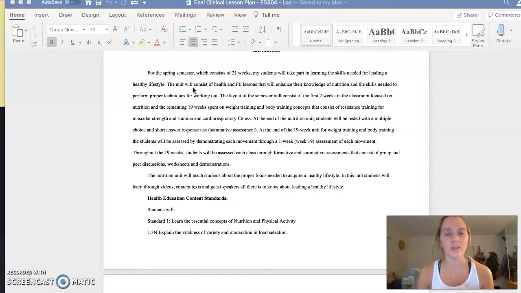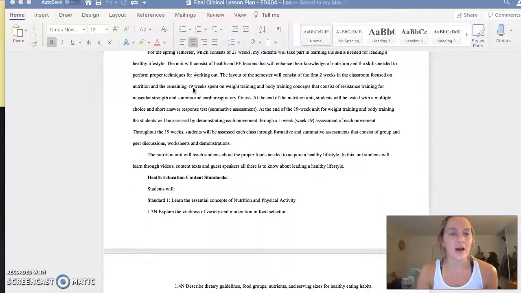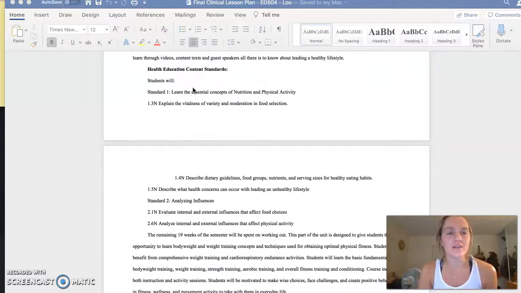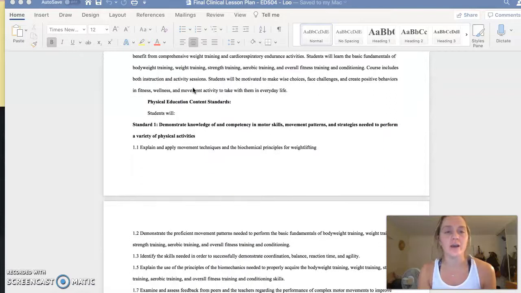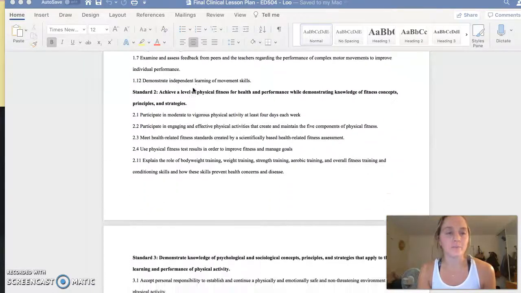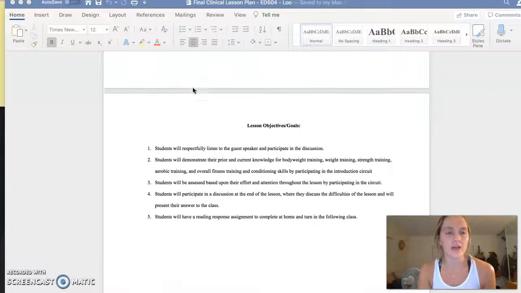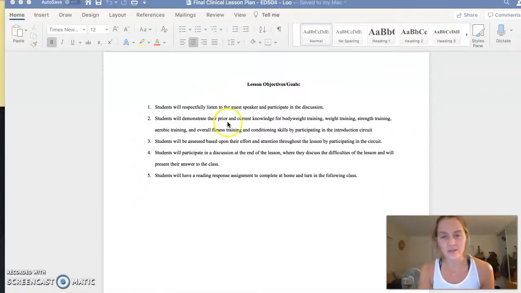After my students go through 2 weeks of nutrition, then they will begin the 19-week body weight training, resistance training unit for the semester. I just wrote out the content standards here, just for the health and nutrition, and you can see that there. And so just looking at the objectives of this lesson.